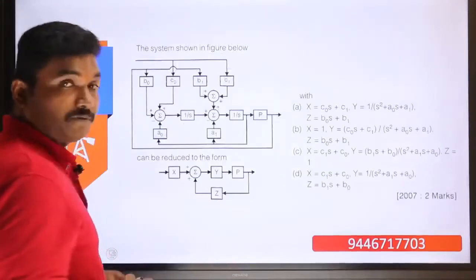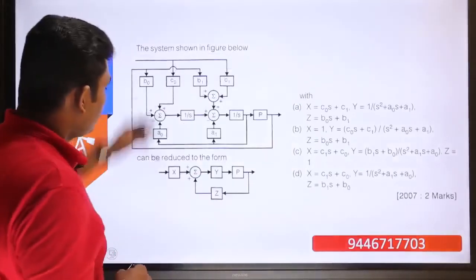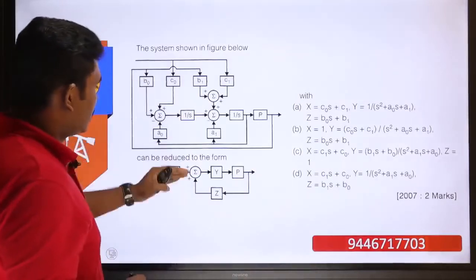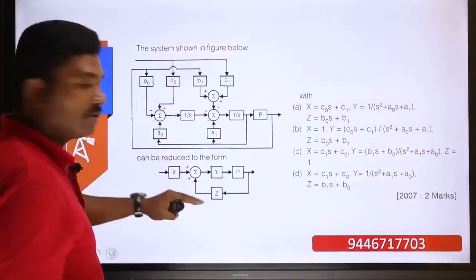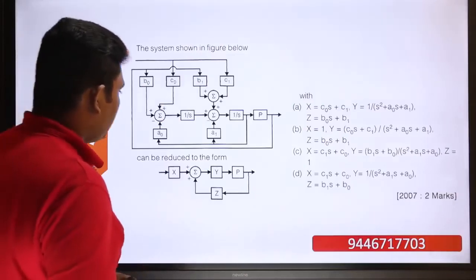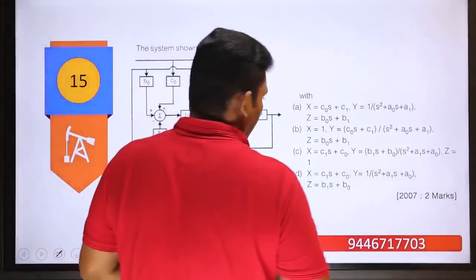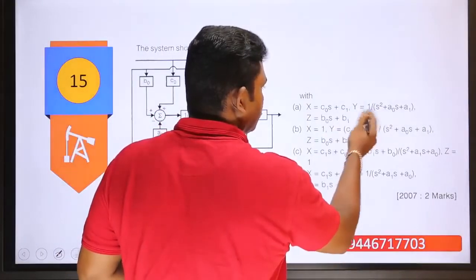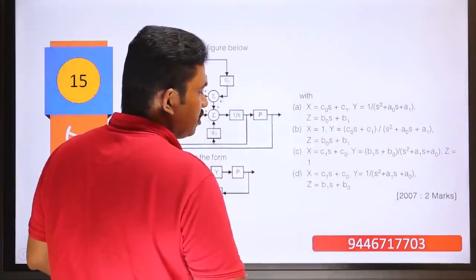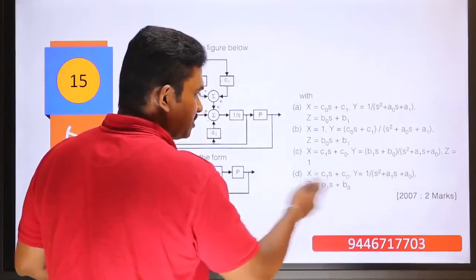Now moving into question number 15. It's a complex type question. The system shown in the figure below can be reduced to the form of this. Okay, so a large block diagram is given, and they are saying that the block diagram can be reduced into this format. So you will have to just look into this format, and the variables are x, y, p and z. Choices are given as x is equal to something, y is equal to something, z is equal to something. Then x is equal to 1, y is equal to something, z. Then option C, x is equal to something, y is equal to something, z is equal to 1. In option D, x, y and z are given.